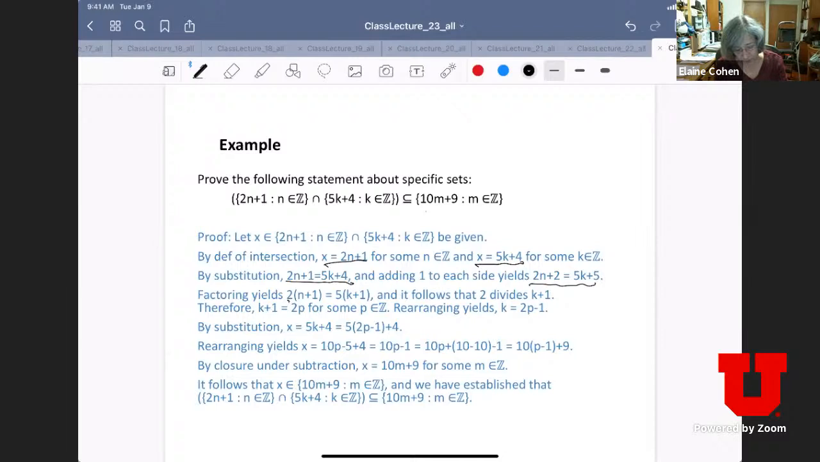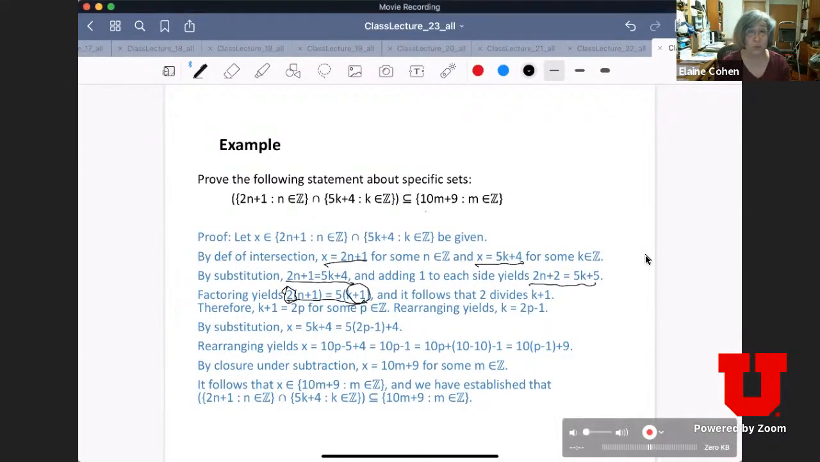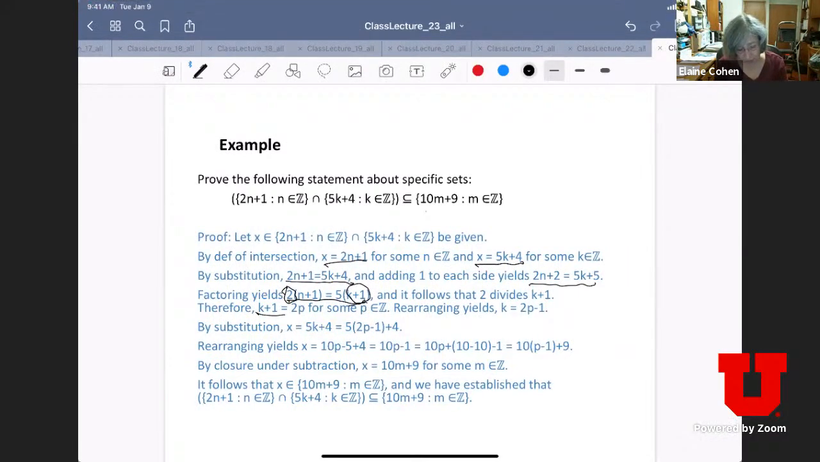And then here's the part that's more interesting. You get that 2 divides the right side. Now, 2 can't divide 5 because they're relatively prime integers. So 2 has to divide k plus 1. So k plus 1 is even. Okay. There you go. It's even. And so we rearrange it, substitute it back in, and discover that x is equal to 10 times p minus 5 plus 4, which is 10p minus 1.